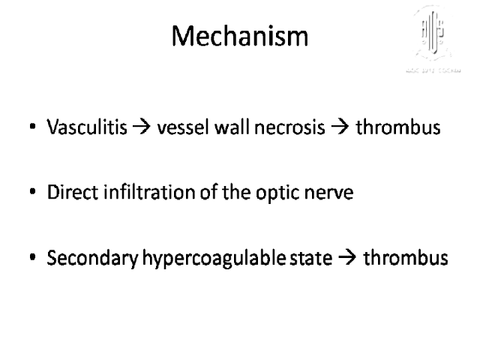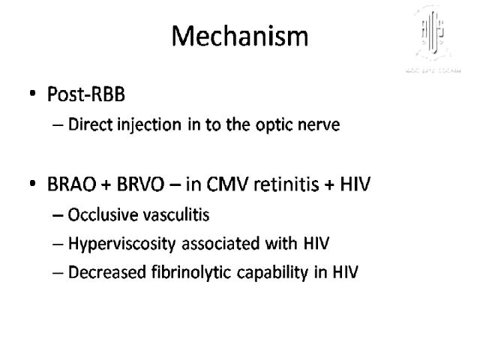What is the mechanism? As far as vasculitis is concerned, it results in vascular wall necrosis and thrombus formation, occluding both the artery and the vein. Direct infiltration of the optic nerve, once again because of occlusion of both, and secondary hypercoagulable state because of thrombus formation. Retrobulbar injection, when we inject directly into the optic nerve, results in blockage of both.